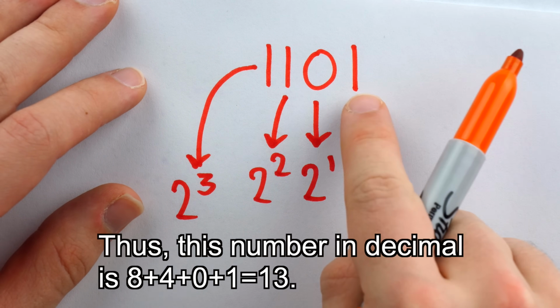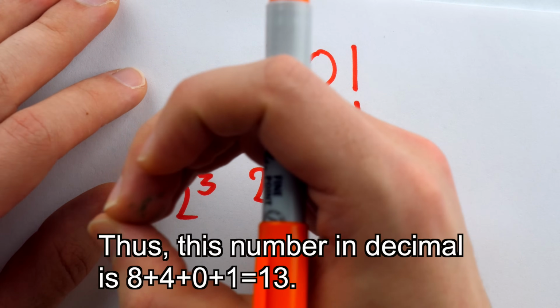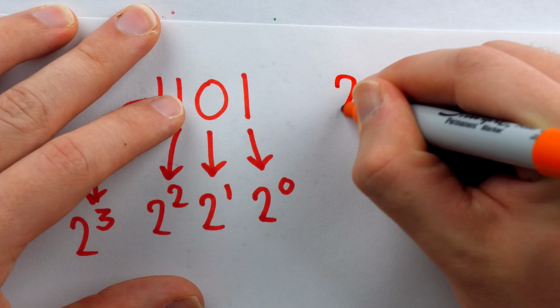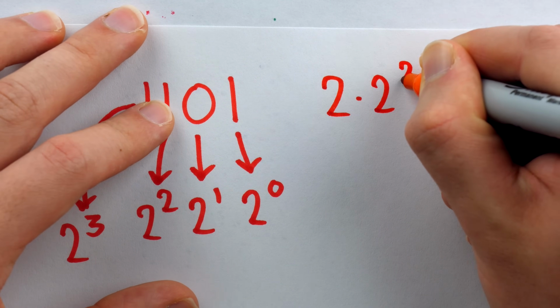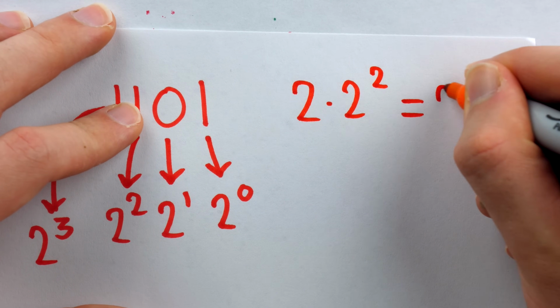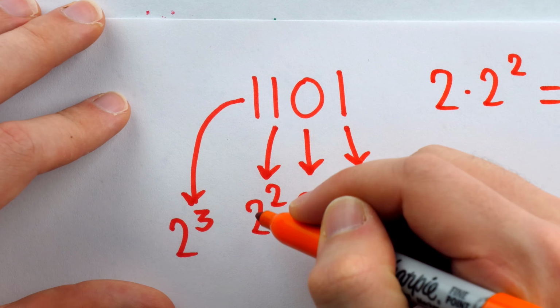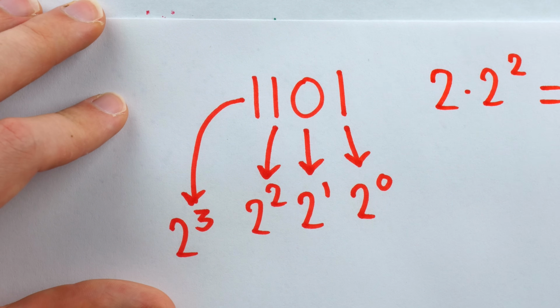And as you can see, the bits of a binary number can only be 0 or 1, because, for example, if I had 2 copies of 2 to the power of 2, well, that's actually just 2 to the power of 3, so I would actually put a 1 in the 2 to the power of 3 bit.